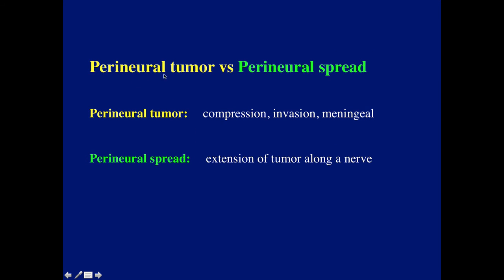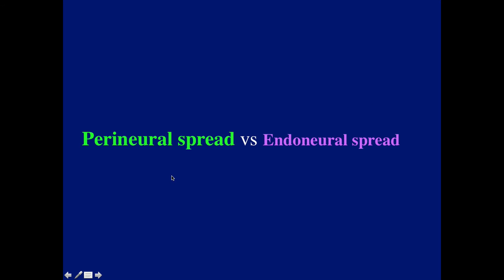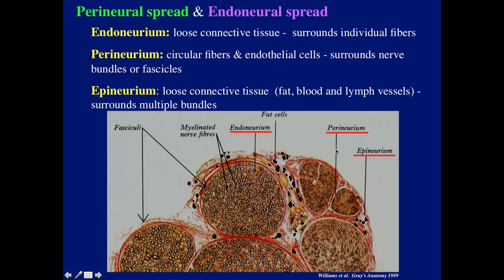What's the difference between perineural tumor and perineural spread? Perineural tumor is tumor around the nerve which will compress it, invade it, or may involve the meninges, but perineural spread is specific tumor that spreads along a nerve. Some people also distinguish between perineural and endoneural spread. That has to do with the layers involved.